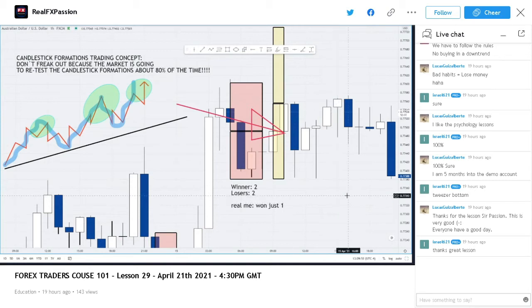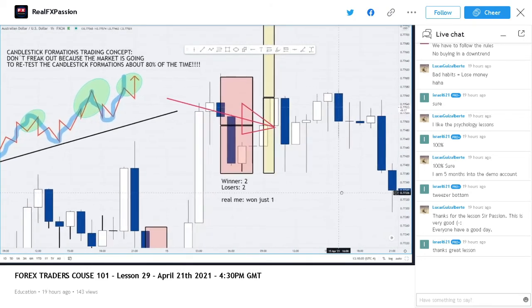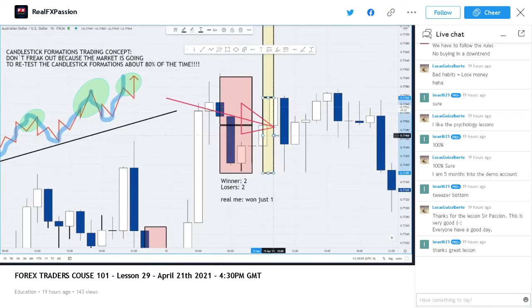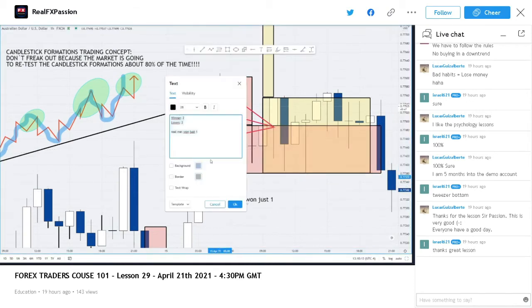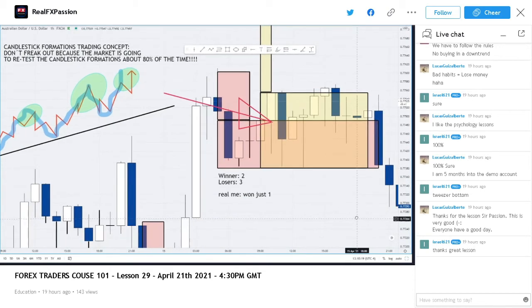Okay. Israel, what about you? Stay in the market or get out? Wait for the stop loss, okay? Bam! The market stopped us out. Loser in here and loser in here. So we have 3 losers and 2 winners. Okay, let's move on to the next one.